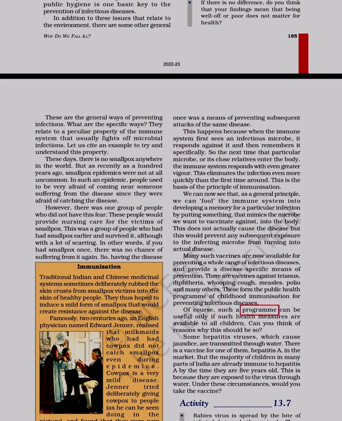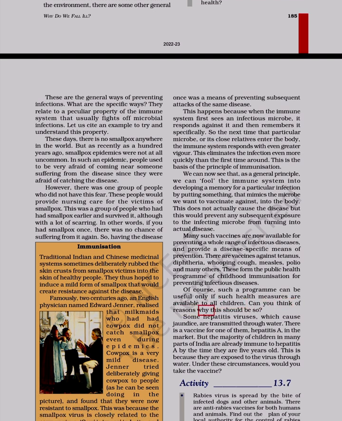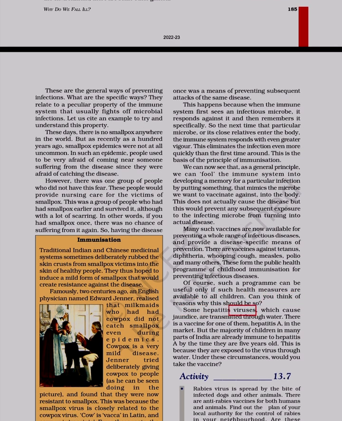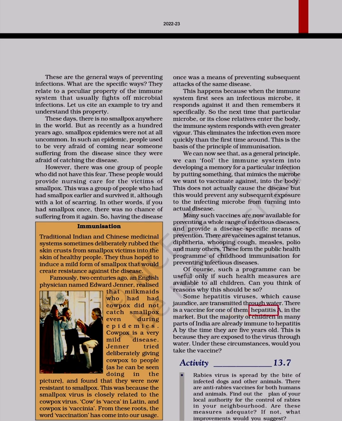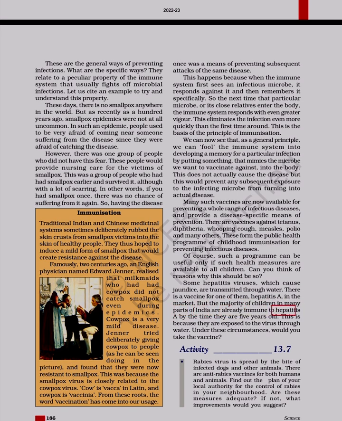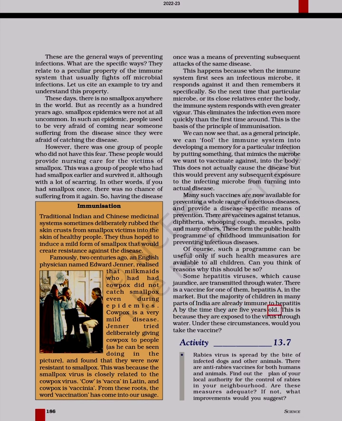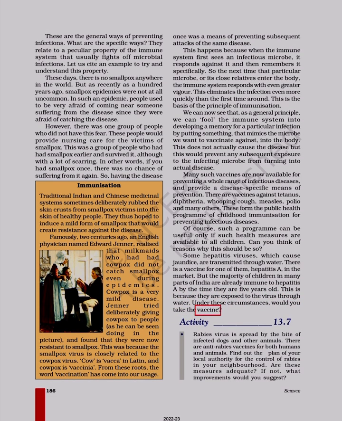Of course, such a program can be useful only if such health measures are available to all children. Can you think of reasons why this should be so? Some hepatitis viruses, which cause jaundice, are transmitted through water. There is a vaccine for one of them, hepatitis A, in the market, but the majority of children in many parts of India are already immune to hepatitis A by the time they are 5 years old. This is because they are exposed to the virus through water. Under these circumstances, would you take the vaccine?